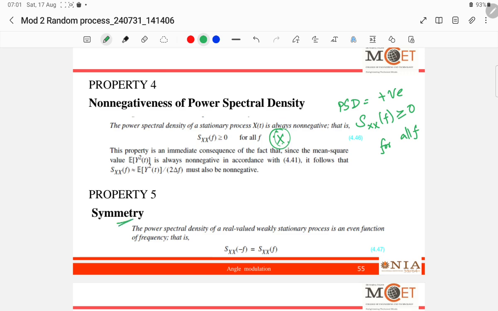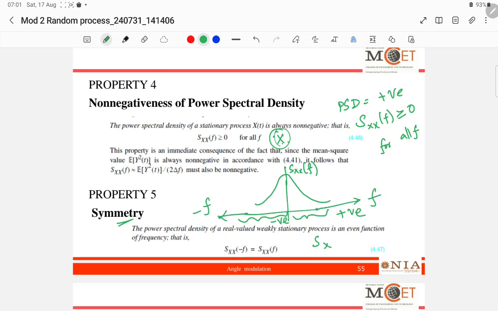And the fifth property is symmetry. In the first property itself, we discussed how we plotted our power spectral density Sxx(f). It is bell shaped, right? Whatever you have on the positive axis, you will have the same on the negative axis also. The graph is similar. So whatever is available at positive frequencies, you will have the same at negative frequencies. It is an even function of frequency. It means that Sxx(minus f) is equal to Sxx(plus f). So this is your symmetry property.